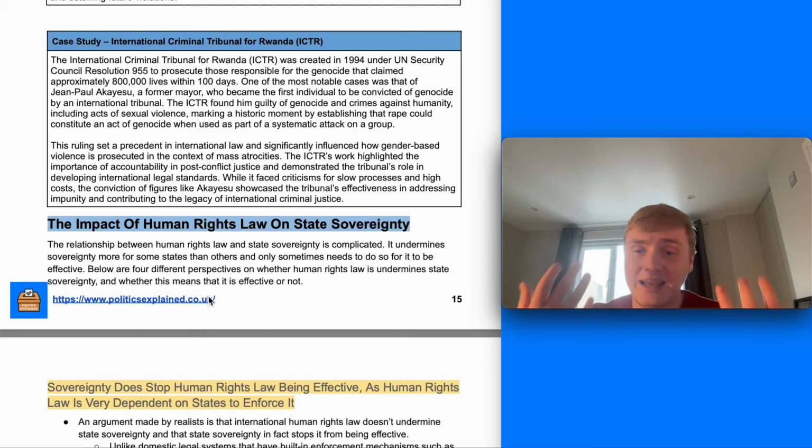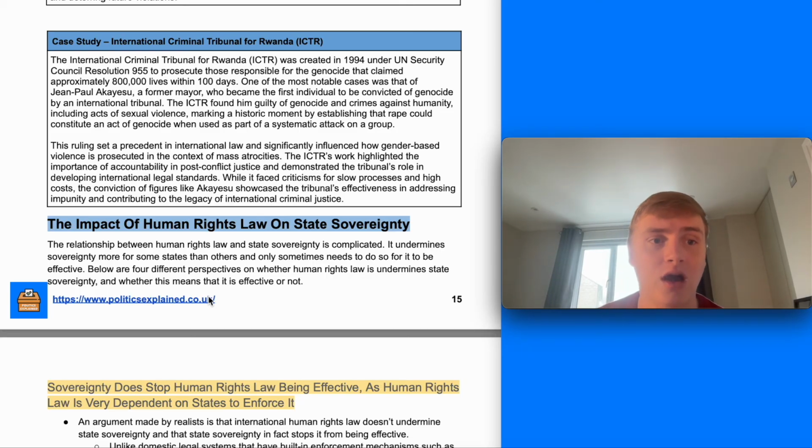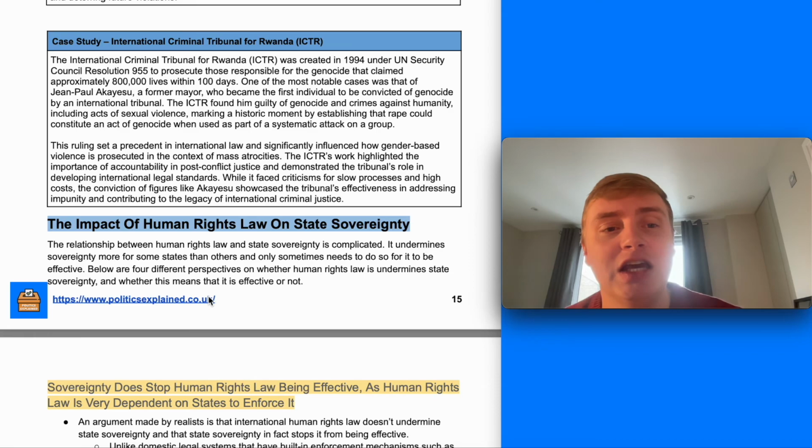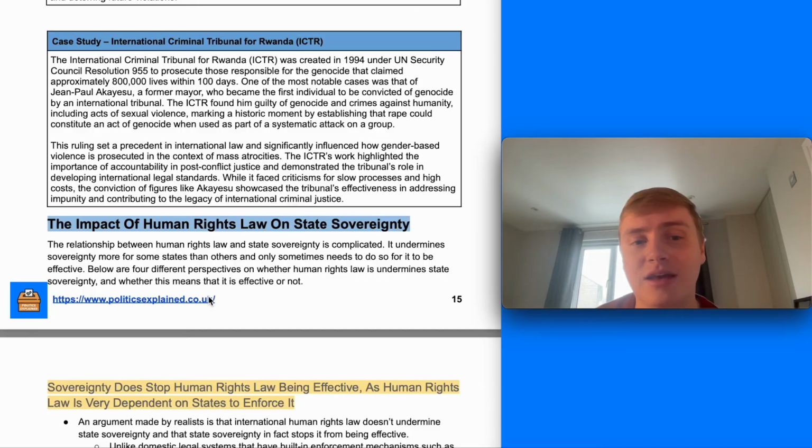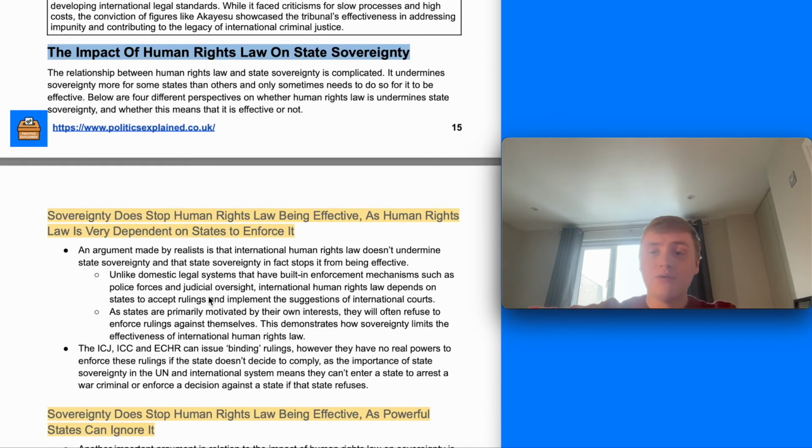So that also really updated international law and international human rights law as a result of the tribunal. It set a precedent for how gender-based violence is prosecuted in the context of mass atrocities, and it highlighted the importance of accountability in post-conflict justice, demonstrating the tribunal's role in developing international legal standards. So it was criticised for slow processes, but the conviction of figures like Akayesu shows its effectiveness in addressing impunity and contributing to the legacy of international criminal justice. So those were the 4 key international human rights courts that we have to look at, including some key case studies and arguments on either side.